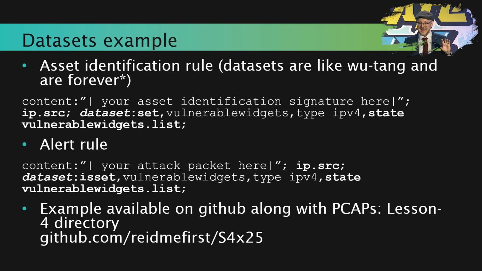And then we have a second rule that's an alert rule, which says if there's an attack packet, first I see that it's an attack packet and I'm maybe going to trigger an alert, but first I look up and see if the IP.dest, good catch, the IP.dest of this packet is in the vulnerable widget dataset by looking to see if it's in dataset:isset.